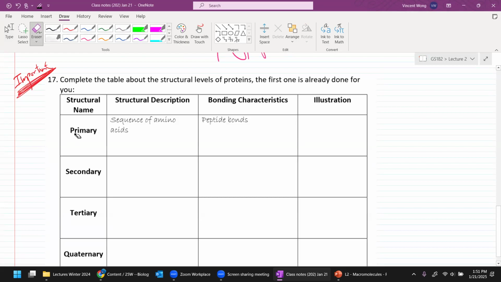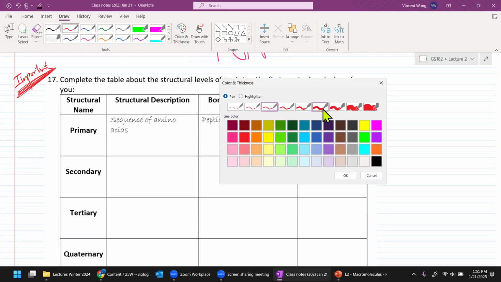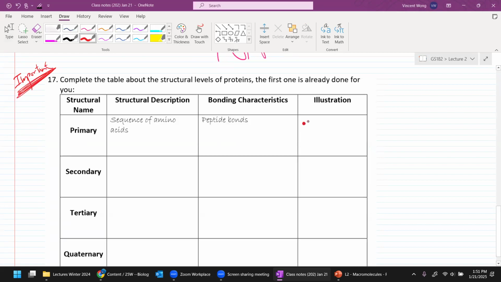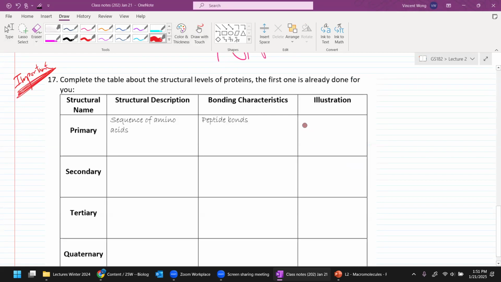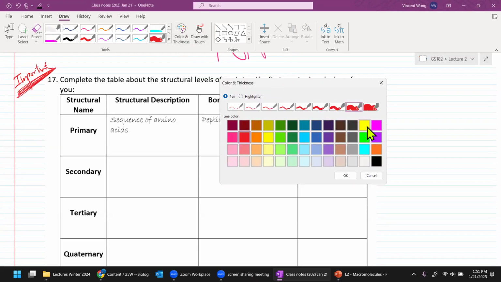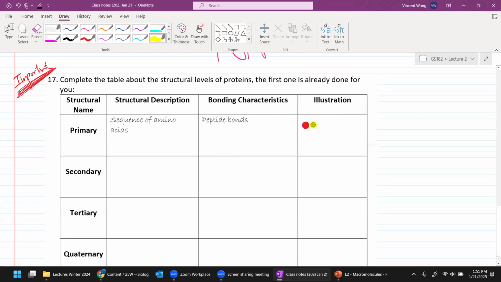Okay, so what's primary? Primary is the sequence of amino acids, right? And what holds them together? Peptide bond. All right, so for example, you can have a red one. Let's make it bigger. You can have a red one followed by a yellow one, maybe another yellow one. And what determines the order? Like how do you know the next one is green? What tells you that?